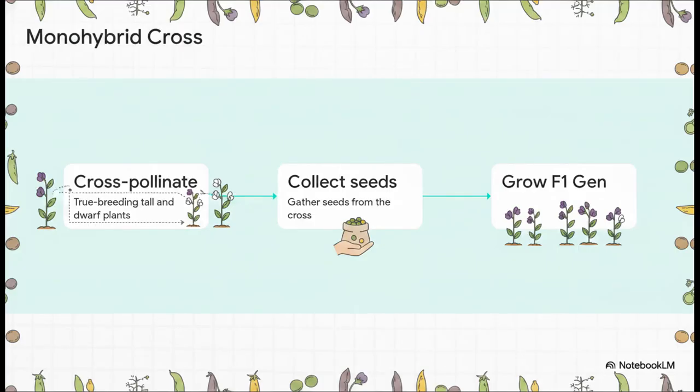To really test this mathematical approach, Mendel initiated what we call a monohybrid cross, which is just a fancy way of saying a cross to study the inheritance of one single gene. He took a true-breeding tall plant and forced it to reproduce with a true-breeding dwarf plant. Then, he collected the resulting seeds, planted them, and waited to see what would happen to this offspring, which is known as the first filial or F1 generation.